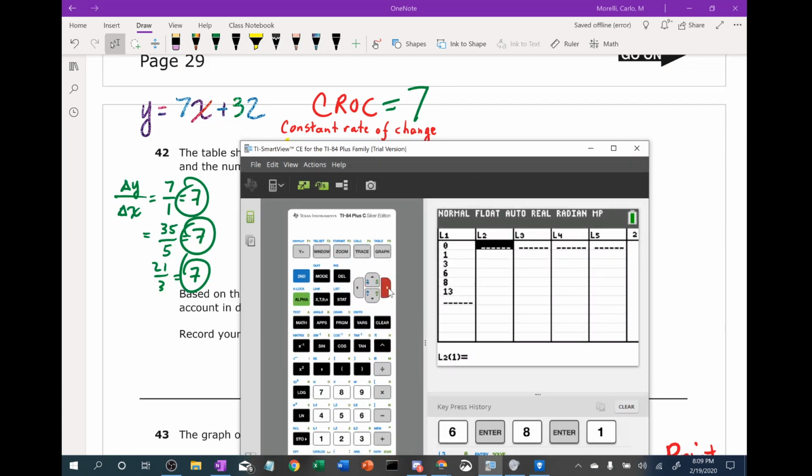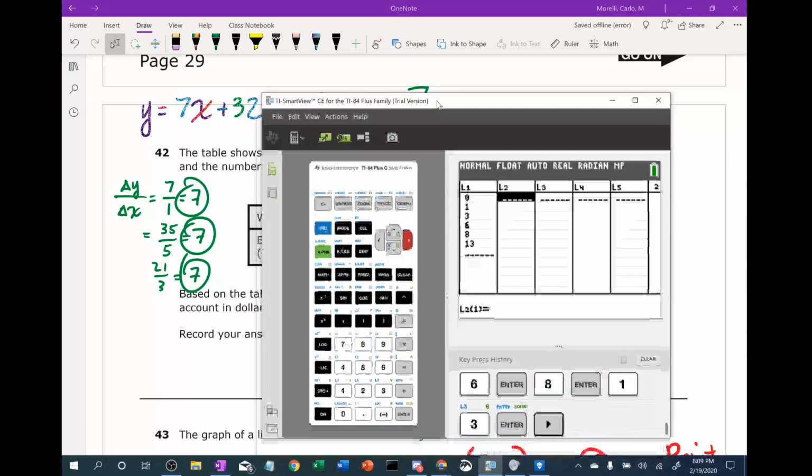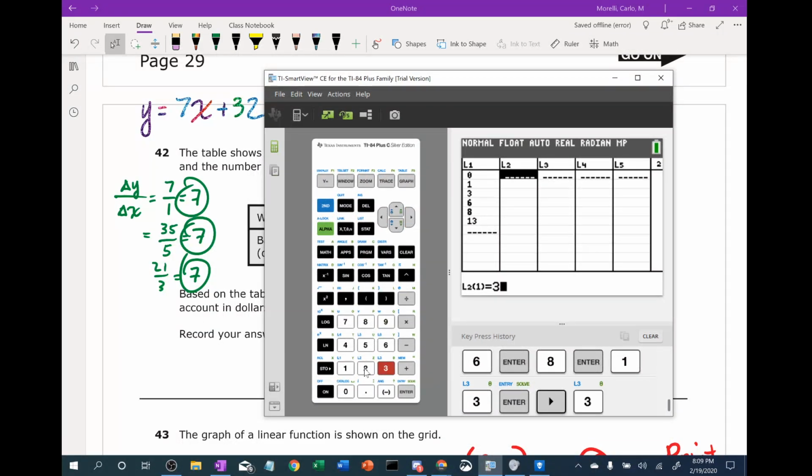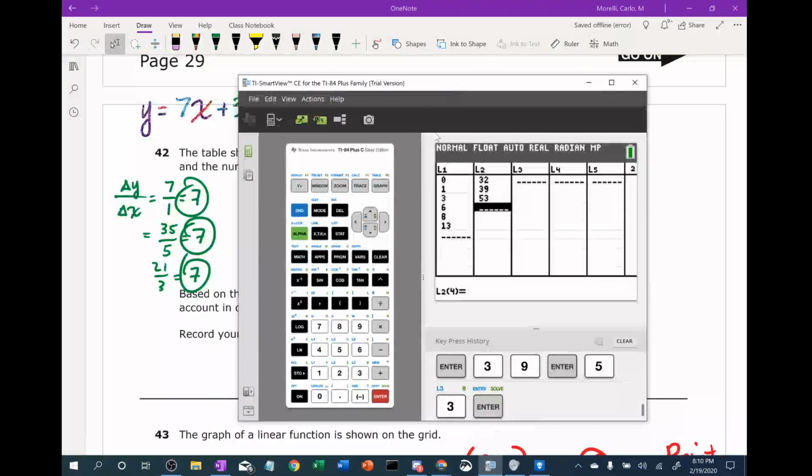Now over in L2, we will put 32, 39, 53. Enter. Okay, and now, ladies and gentlemen, 74, 88, 123.